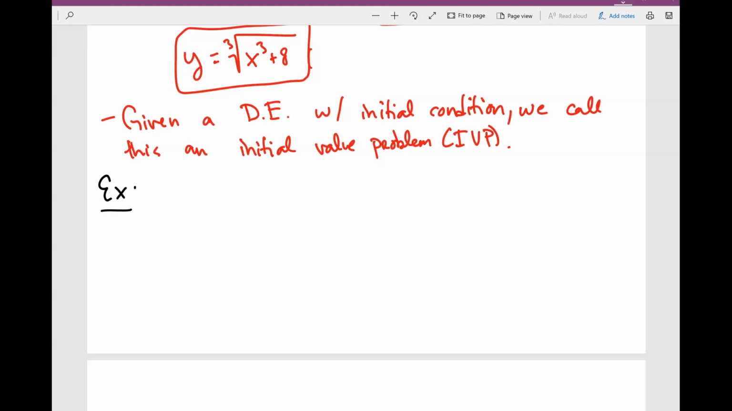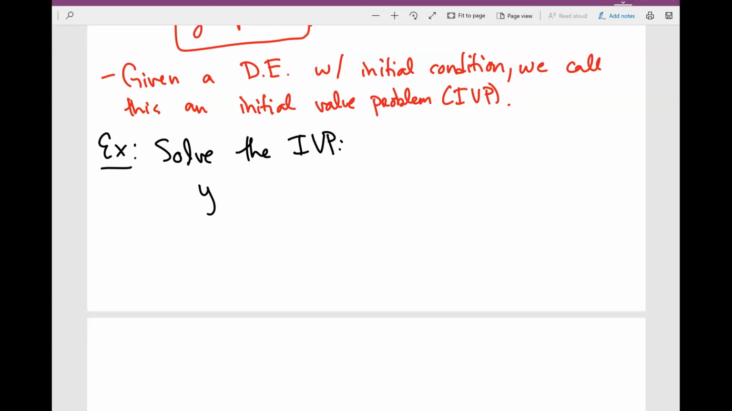Okay, so let's say we want to solve the IVP. Here is my IVP. y prime is equal to e to the negative y times 2x minus 4. And the initial condition is y of 5 is equal to 0. Okay, so that's my initial condition.